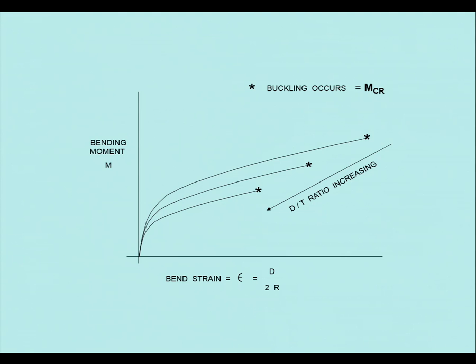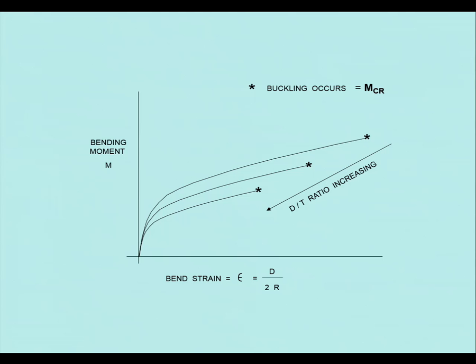So if we now plot bending moment against what is known as a bend strain, but this R is not the radius of the part, this is the radius of curvature. Okay? So this is your bend strain. So if you plot bending moment against bend strain, you come around here until it comes to that point where it'll buckle. That's your critical point, it'll just go bang.